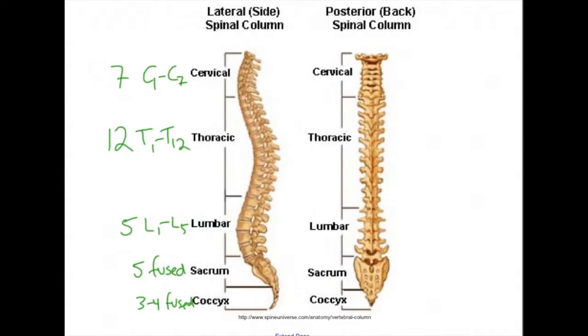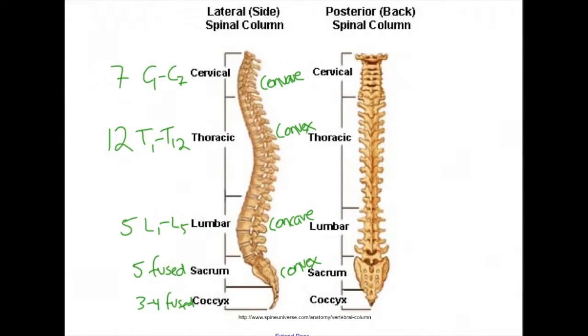We can also notice the curvature of the spine. Cervical having a concave curvature, thoracic having convex, again lumbar concave, and sacrum and coccyx both making a convex curvature.